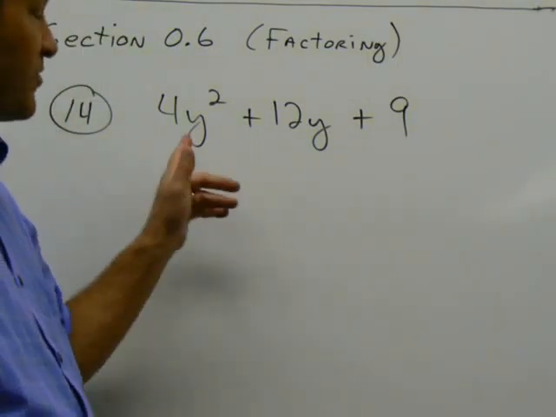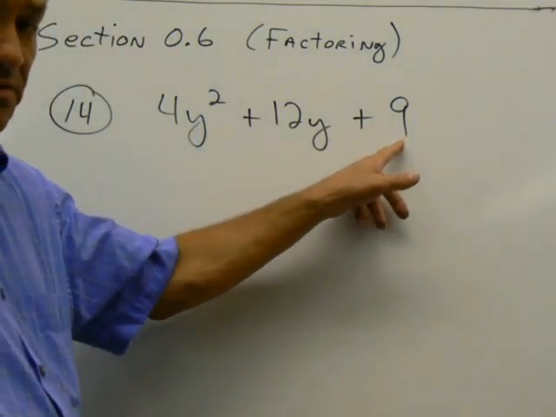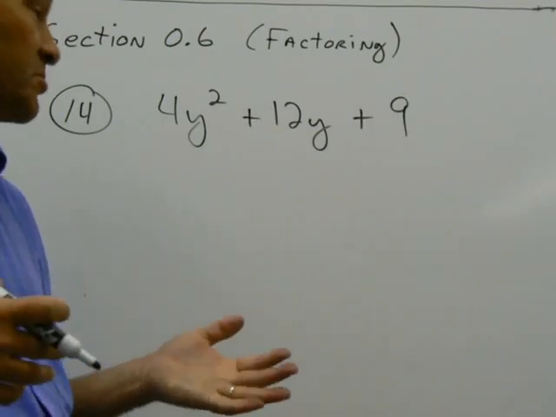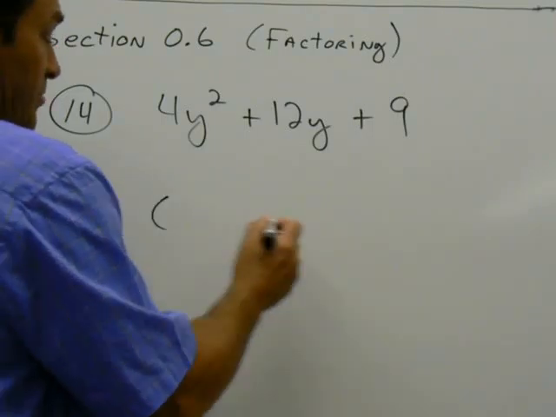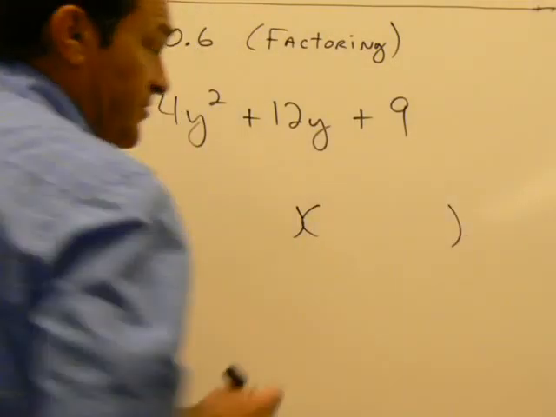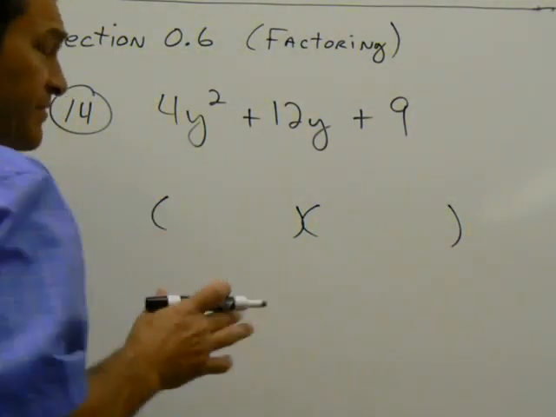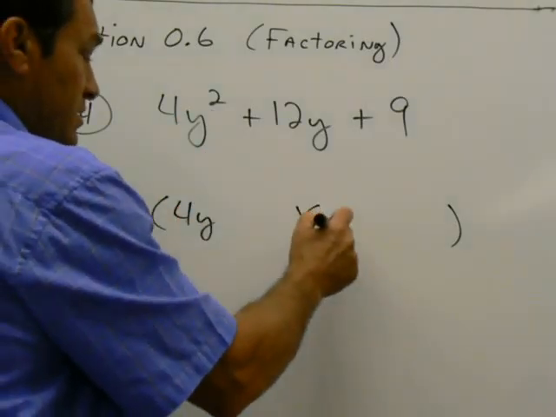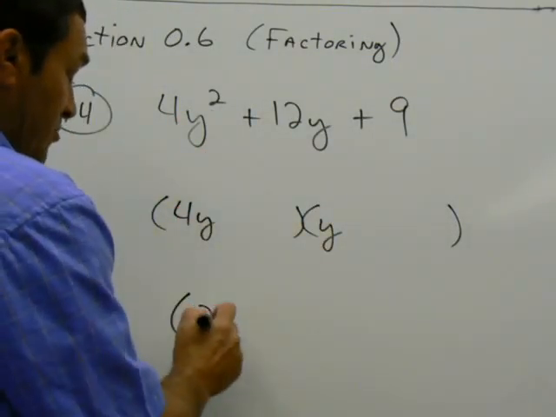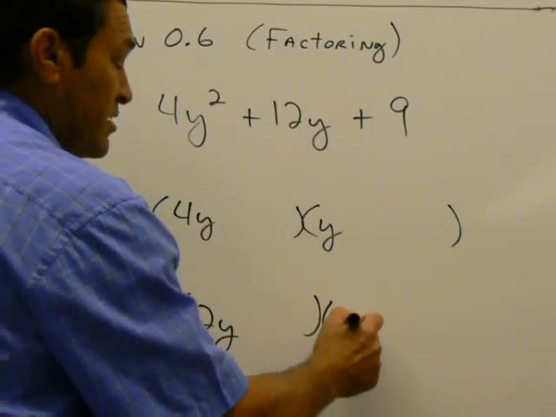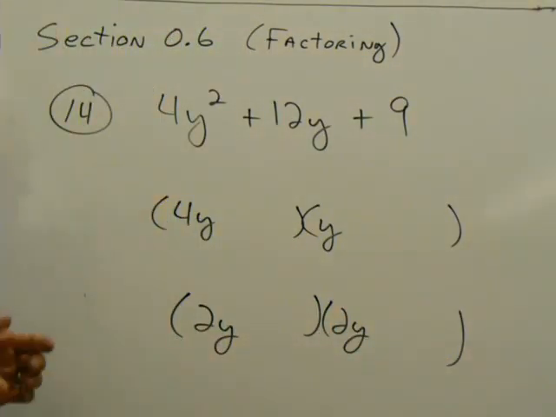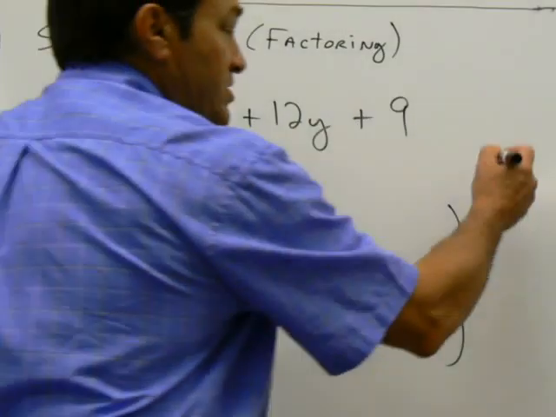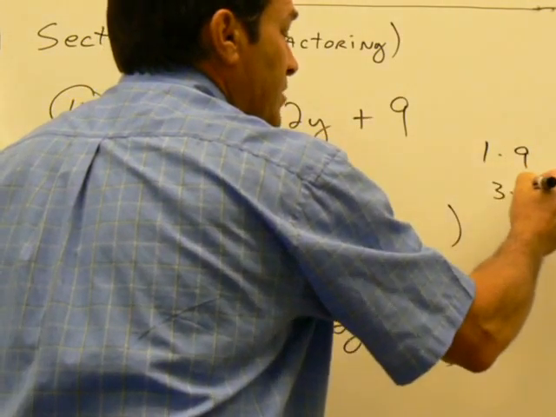Okay, I have the trinomial 4y squared plus 12y plus 9. I want to say to myself, what binomials using the FOIL method could I multiply together to get that? And so I'm going to put down my parentheses for my choices. And again, I've got a couple of choices for the 4y squared. I could have multiplied 4y times y, or I could have multiplied 2y times 2y. So just write them both down. Now, for the 9, my choices are 1 times 9 or 3 times 3.